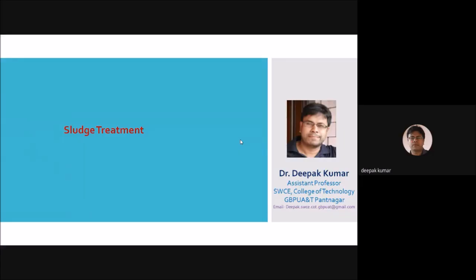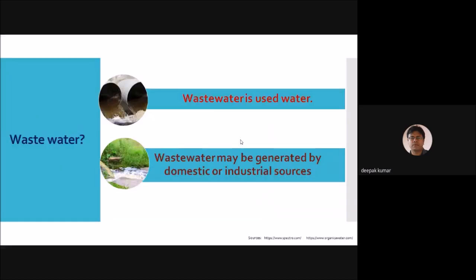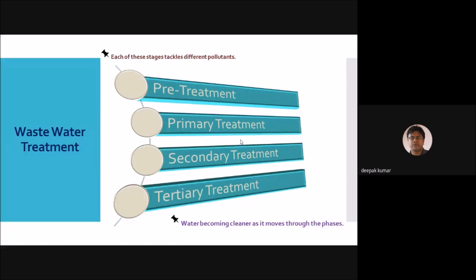Today we will discuss sludge treatment processes. As we have discussed, wastewater is simply used water. Wastewater may be generated by domestic or industrial sources. If we want to treat the wastewater, then basically we have four processes: pre-treatment, primary treatment, secondary treatment, and tertiary treatment.